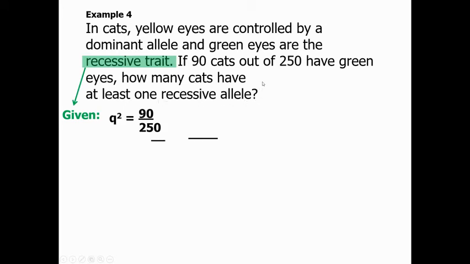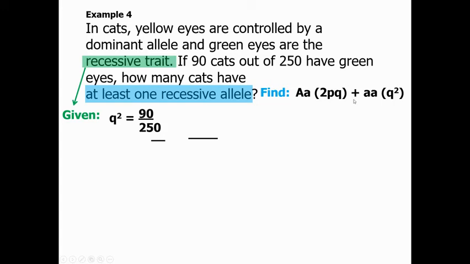So we're going to choose the genotypes that have at least one recessive allele, and that's both 2pq and q squared. So we're going to add them near the end. Okay, so first of all, 90 divided by 250 gives us a frequency of 0.36.